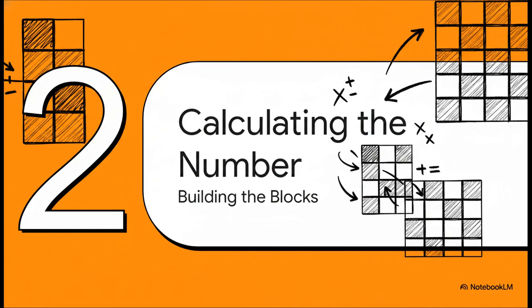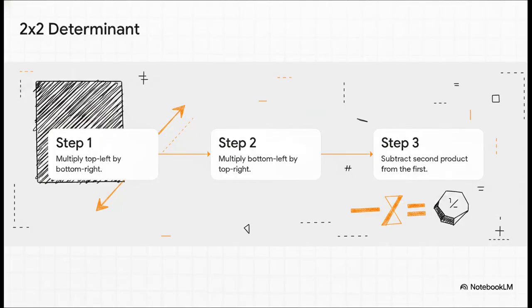Moving on to part 2. Calculating the magic number. Building the blocks. Calculating a 2x2 determinant is, honestly, as simple as a really quick cross multiplication. You take your matrix, let's say elements on the top row and elements on the bottom row. You just multiply the top left by the bottom right. Boom! Then you multiply the bottom left by the top right. Finally, you just subtract that second product from the first. That simple subtraction gives you your diagnostic number. It's fast, it's elegant, and it's incredibly powerful.